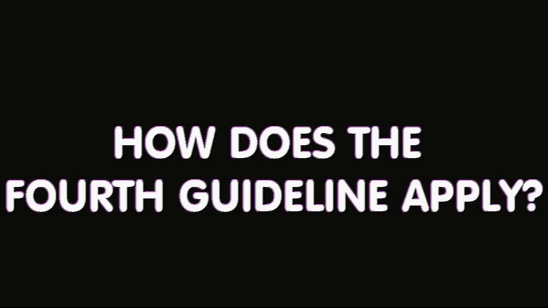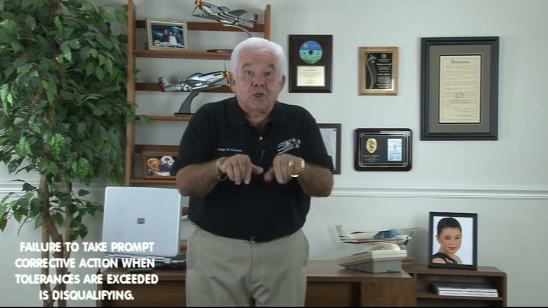How does the fourth guideline apply? By reading the fourth guideline, we'll see that there are checks and balances. It says failure to take prompt corrective action when tolerances are exceeded is disqualifying. When you go outside of the maneuvering window, you must correct to get back into the window. The operative word in that statement is prompt, which according to Merriam-Webster means carry out or perform without delay. Between you and me, that means quick.